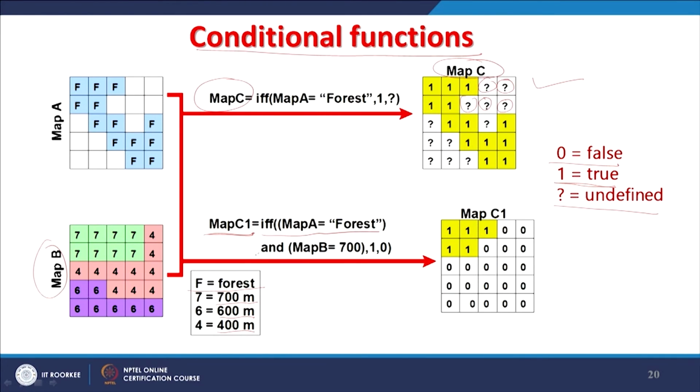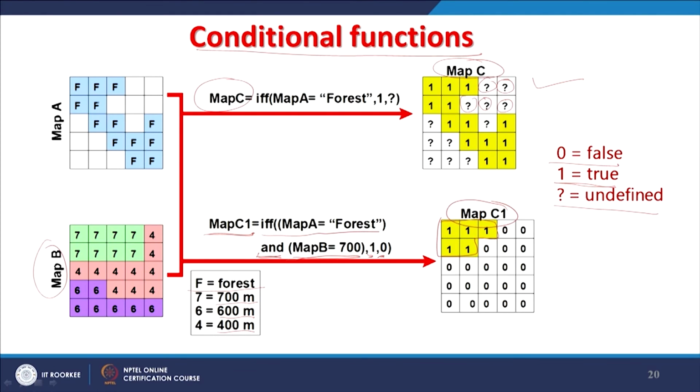However, one more operator has come, that is intersection, and map B equal to 700. So, if these two conditions are satisfied, then true, otherwise false. If any one is not satisfied, it would be false. So, in map C1 output, what we are seeing is only this yellow colored part falling as true, and the rest is going 0. For example, map A is forest.